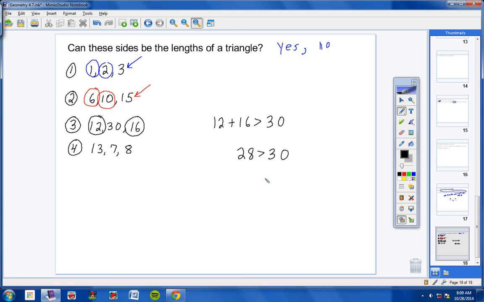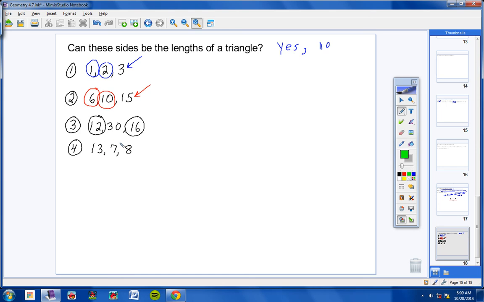Now, is that true or false? It's not true. So is it possible to have a triangle ever that has the lengths of 12, 30, and 16? No, it is not. No triangle will ever exist that has these 3 measurements for its 3 sides. It is not possible. Okay? All right, let's continue on to our last one, and then we're finally finished.